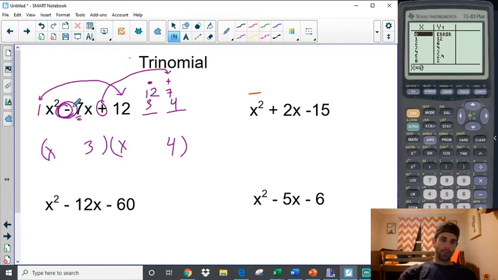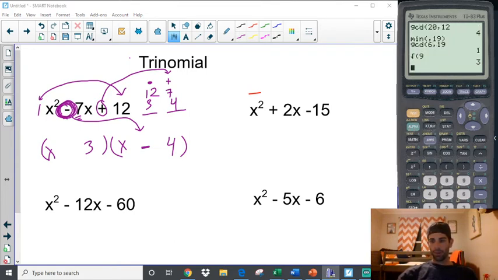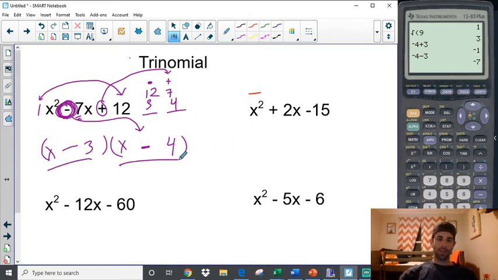Now, what you do is the larger of those two numbers gets this sign, always. Then you say, okay, you know that the 4 is a negative. Do you add 3 to the 4? Or do you subtract 3? Well, it was a minus 3. So that means that that's a minus. So the answer is x minus 3, x minus 4. This is showing all your work and doing it by hand.